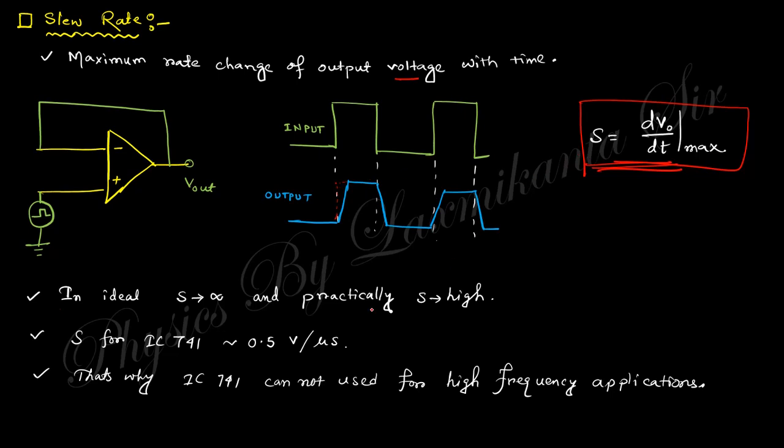the slew rate S will be infinite. For ideal case this will be infinite, and in practice this is a high value. So if S is high, the slew rate is useful. So for ideal case this slew rate must be high, and for IC-741, this value is 0.5 volt per microsecond. So this is of the order of 10 to the power 6. That's why the IC cannot be used for higher frequency applications. This is the problem in case of the slew rate. There is a change in the output with time.